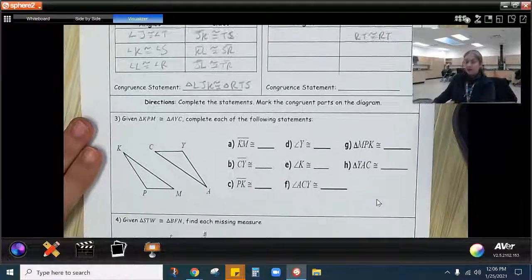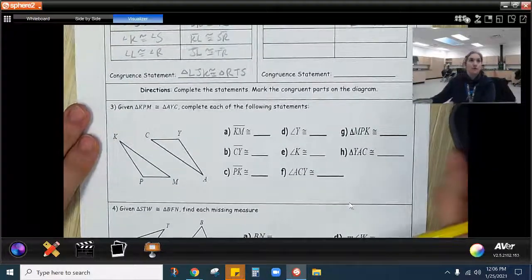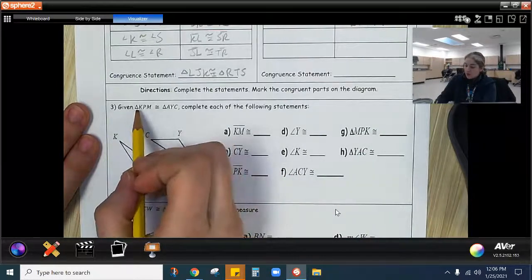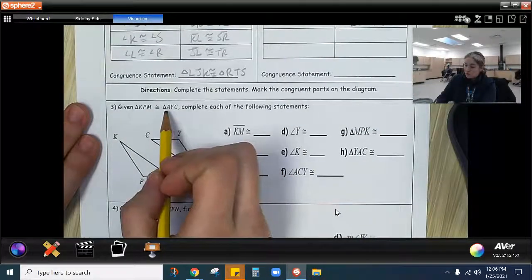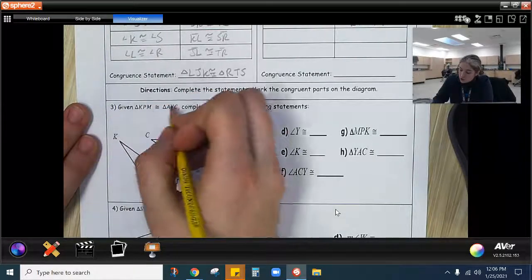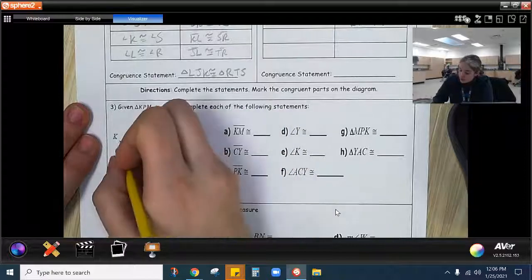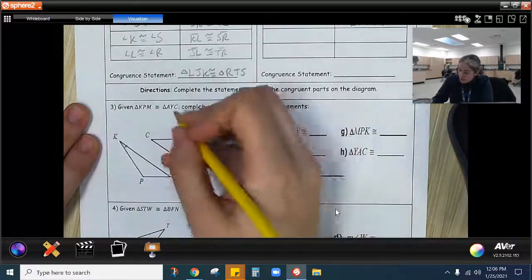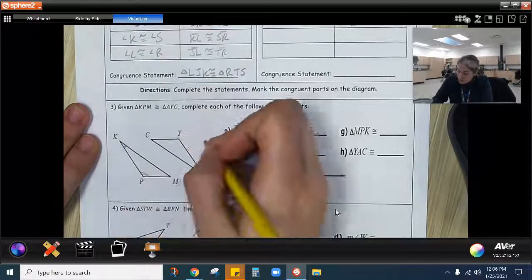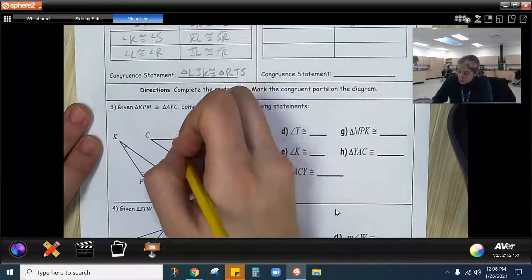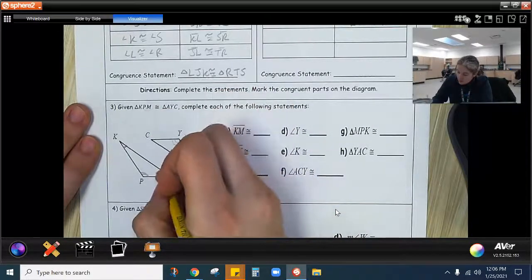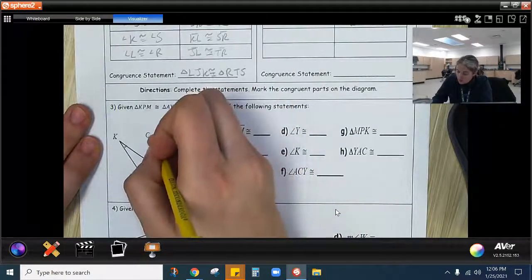All right. Down here at number 3, we want to complete the following statements. We want to match these up. So we know that triangle KPM is congruent to triangle AYC. All right. So I like to just do angles first, personally. So K and A match up. P, I'm going to give 2 wooshies to, and it goes with Y. And then M gets 3 wooshies, and it goes with C.